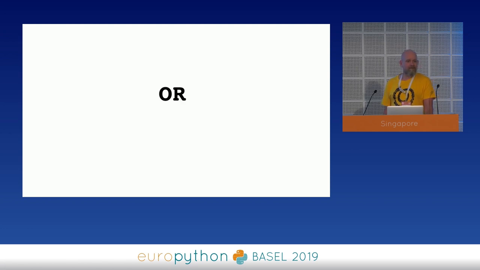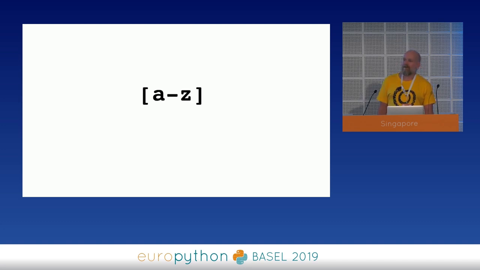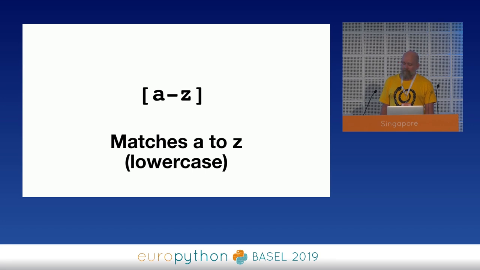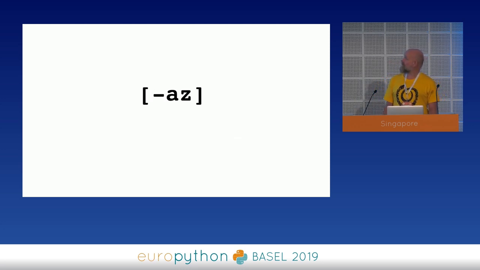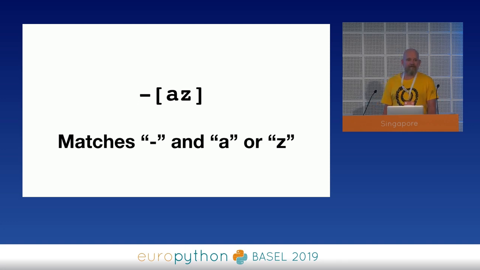And we have some other tools. We've got or, for instance. That's two square brackets, and then the characters between the square brackets, this matches either an O or an R. We also have ranges, so we can match all lowercase a through z. That dash, the hyphen in there right now, doesn't do anything except create a range. If it was in another position, like this, it would match a minus or an A or a Z. If the hyphen is in front of the square bracket, it matches a minus or an A or a Z.